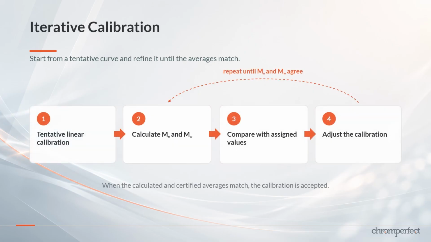The method begins with a tentative linear relationship between logarithmic molecular weight and elution time or volume. The chromatographic profile of the broad standard is processed using that tentative curve. From the assigned molecular weight at each point and the detector response distribution, calculated values of Mn and Mw are obtained. The calibration curve is then adjusted iteratively. After each adjustment, Mn and Mw are recalculated. The process continues until the calculated averages agree with the independently assigned Mn and Mw values for the standard.